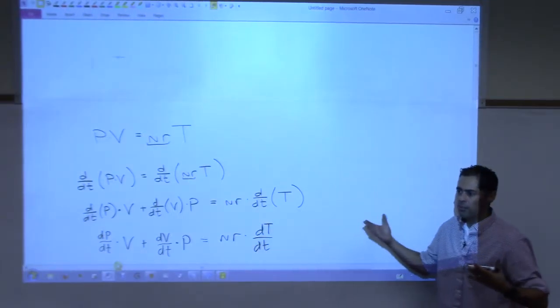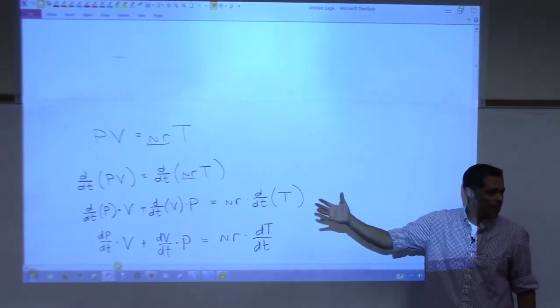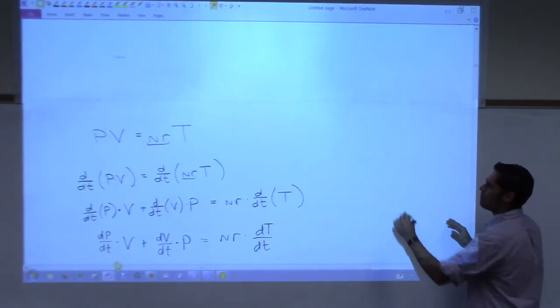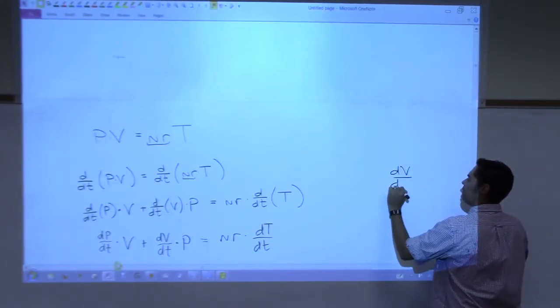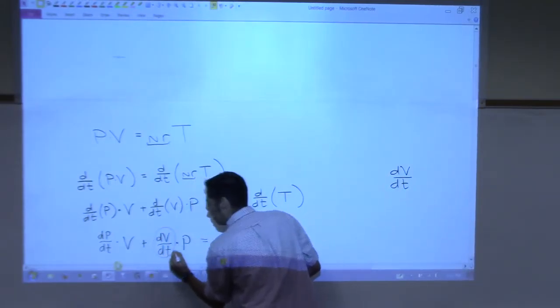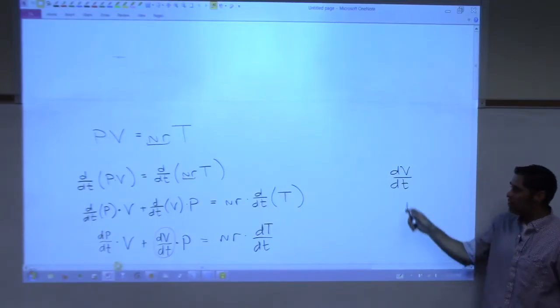I have created the relationship between how things change for this gas law. So what did I say I wanted to know? If I want to know dv/dt, here it is. Good, it appeared here, right? I can solve for that. I can tell you how fast the pressure is changing with respect to time.